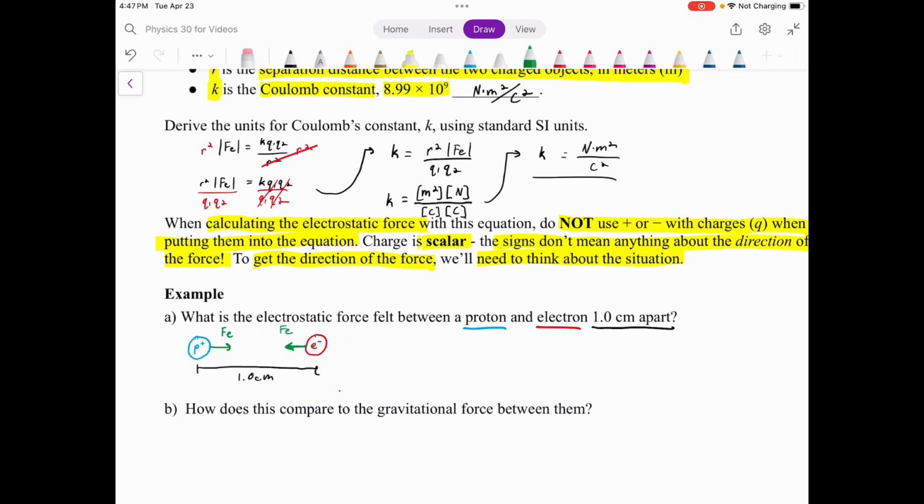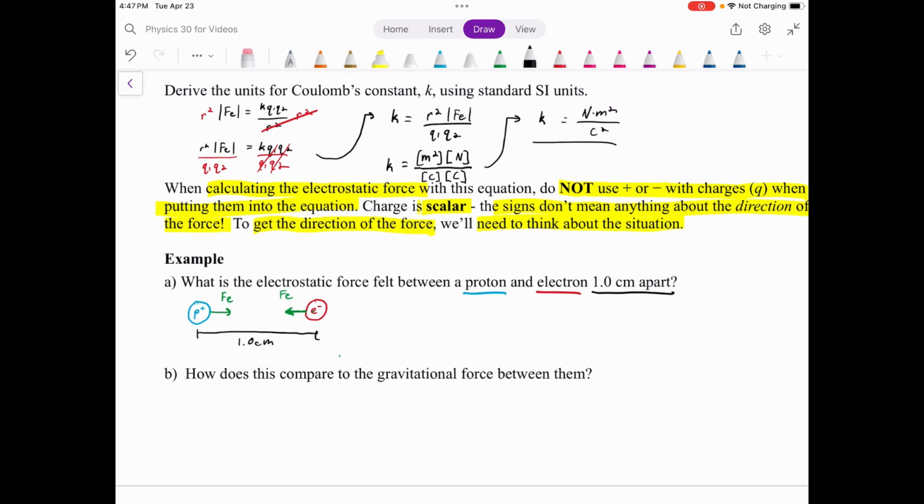Okay, if they had asked for the force on the proton, we wouldn't do anything differently. It's just we'd be able to actually say it's towards the electron. Here, we're just going to have to say it's attractive. They're both attracted to each other. Okay, so we know their separation distance, that is r. Okay, that's r in our equation.